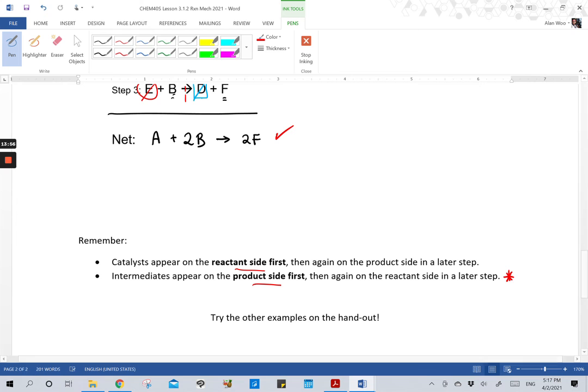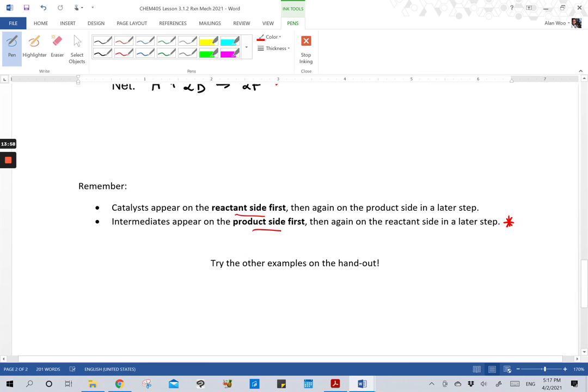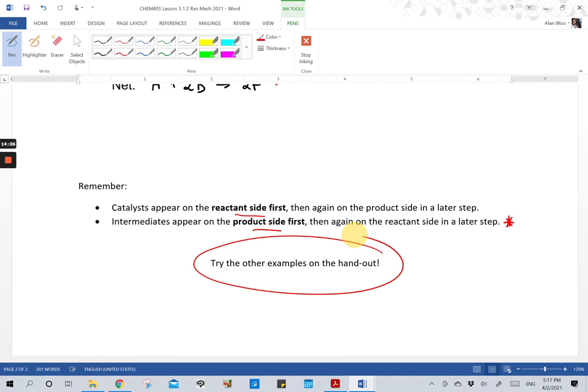So like I said, if you do have the handout with you, give the rest of those questions a try. They're very similar to the 2 examples that I showed you for this particular lesson. And eventually I will most likely post an answer key for this either in class or on Google Classroom.